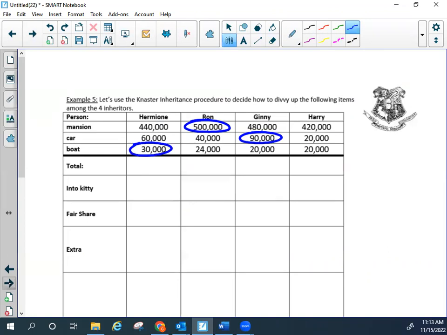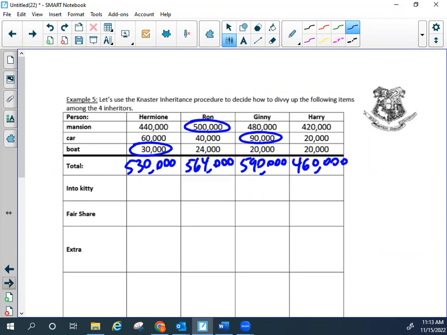So what we do is we total up the bids. Hermione bid a total of $530,000. Ron bid a total of $564,000. Ginny bid $590,000. And Harry bid $460,000.